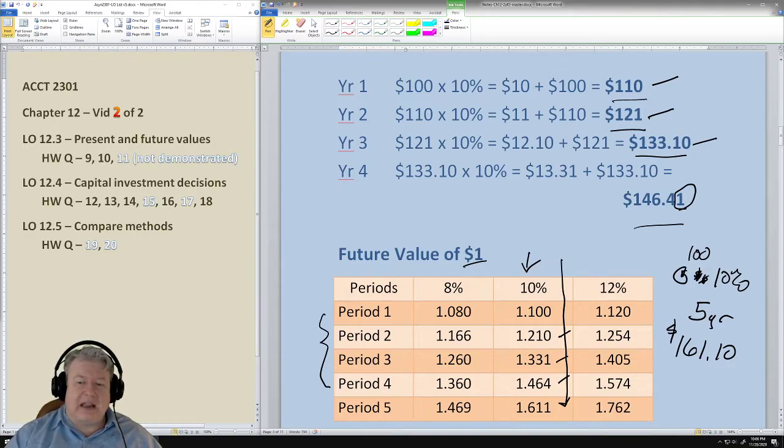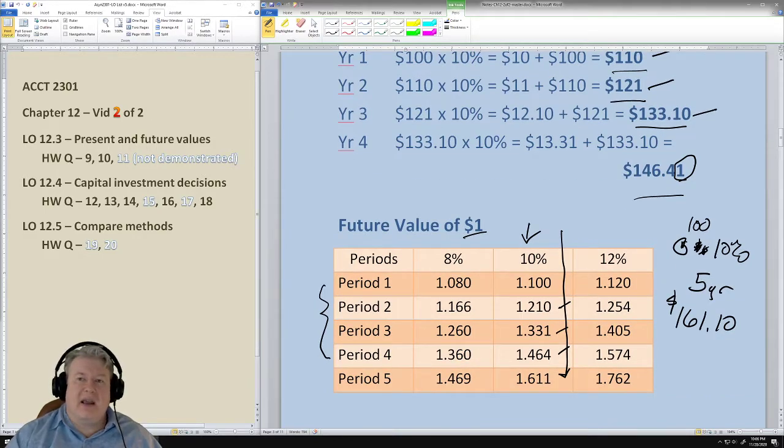Now, we can also go the other way. What is the present value? Let me give a situation where I say, I know there's an amount of money that I need in 5 years. I need to have $161.10 in 5 years. And I know my investment rate is 10%. How much do I need to invest now to get to this? Well, obviously we can see by this chart, it would be $100 over 5 years would give you $161.